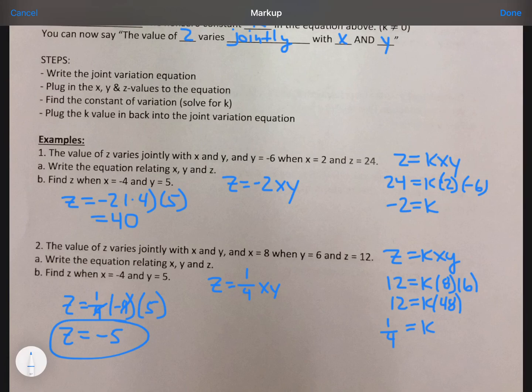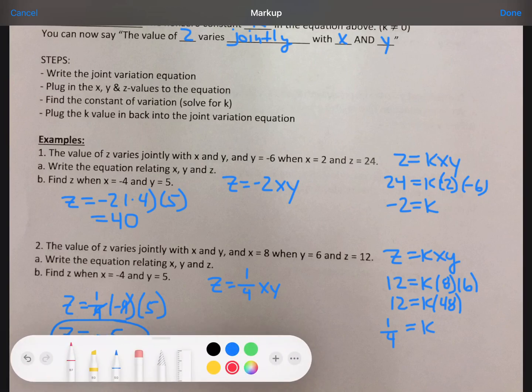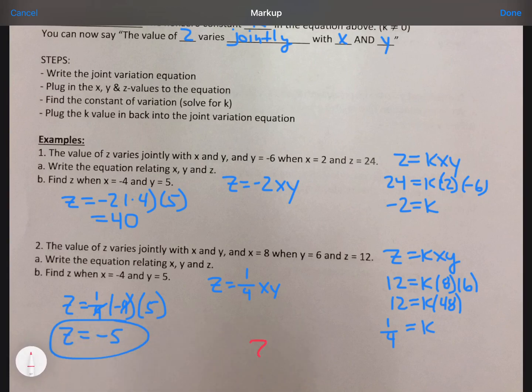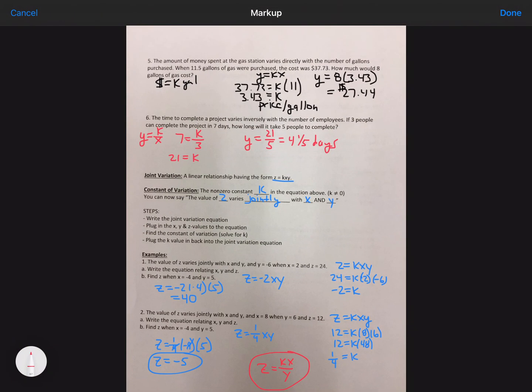Now, you could have something where it says the value of something varies directly with x and inversely with y, and that would mean you'd have something that looked like z equals k times x over y. That's what that would look like. And that is our direct, inverse, and joint variation.